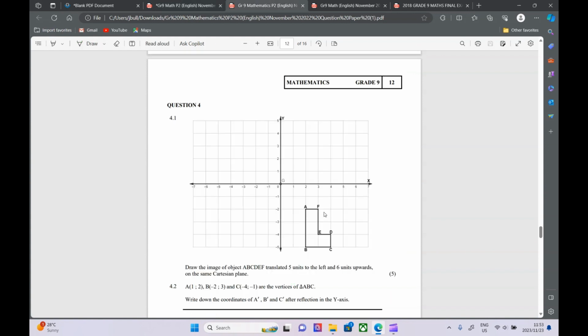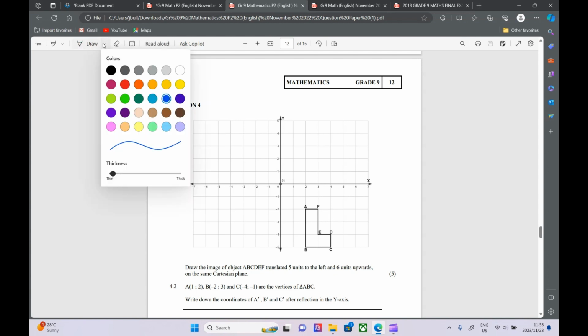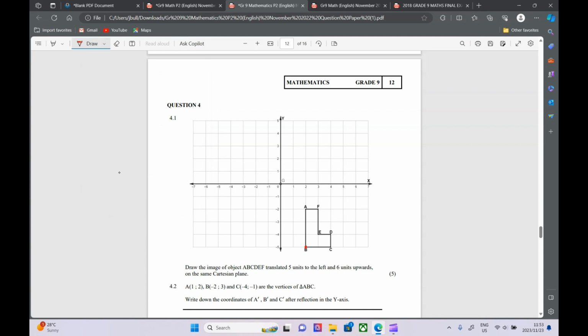So we have this object here, A, B, C, D, E, F, and they say draw the image of this translated 5 units to the left and 6 units upwards. Okay, so they want us to translate this object for them. So translate means move. So we've got to move this one 5 units to the left. So I just choose 1 point. Okay, so B. 1, 2, 3, 4, 5 units to the left, 6 units upwards. 1, 2, 3, 4, 5, 6. So that is going to be my new point B.